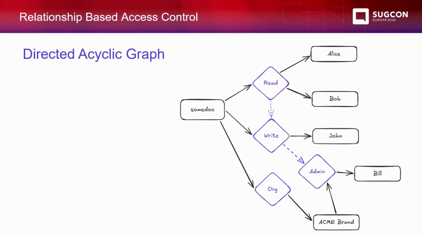What we need to do is just add a new organization relationship, add a new node as a subject, for example, Acme brand. We can even add a new permission like administrator that can be inherited for the write permission and so on. And it's really very easy to scale. You don't need to make any change to your existing graph.